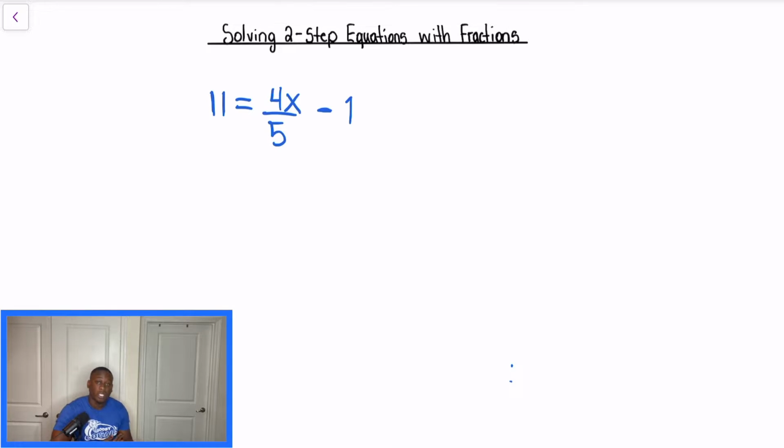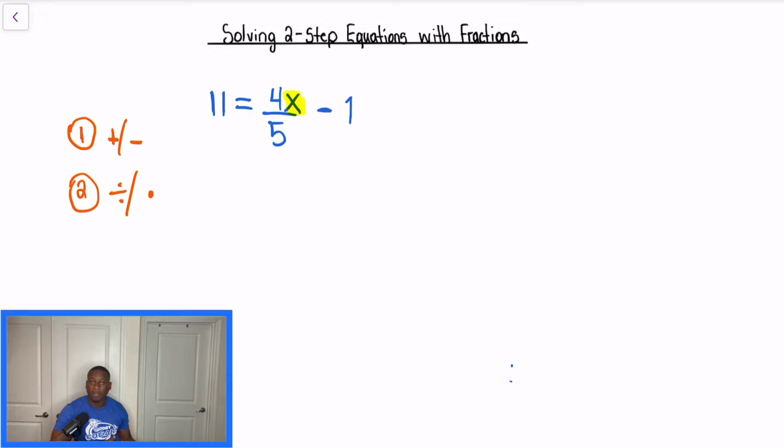So the very first thing we need to understand is, what are we solving for? I highlighted my x. We're solving for x, and we're going to solve using two steps. In step one, we're either going to add or subtract. Then in our second step, more than likely, we're going to divide or multiply. That's typically how two-step equations work.